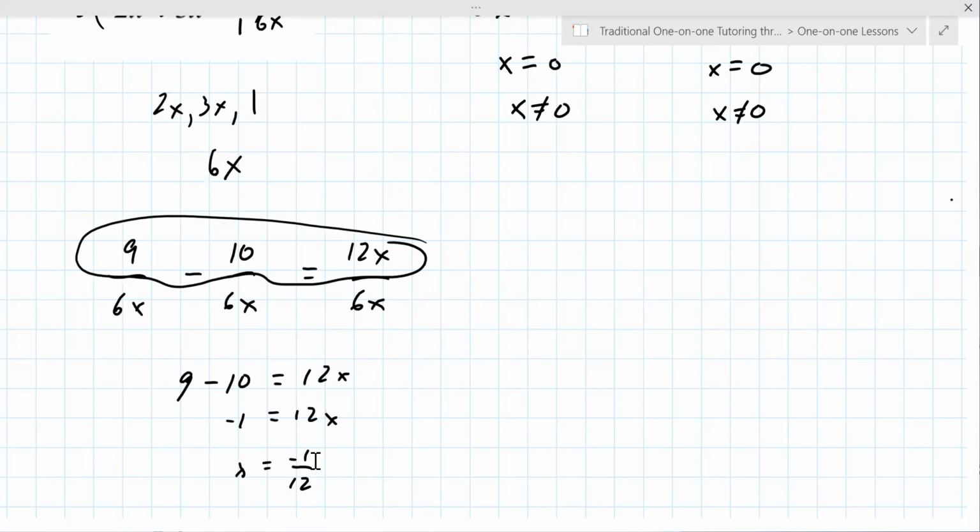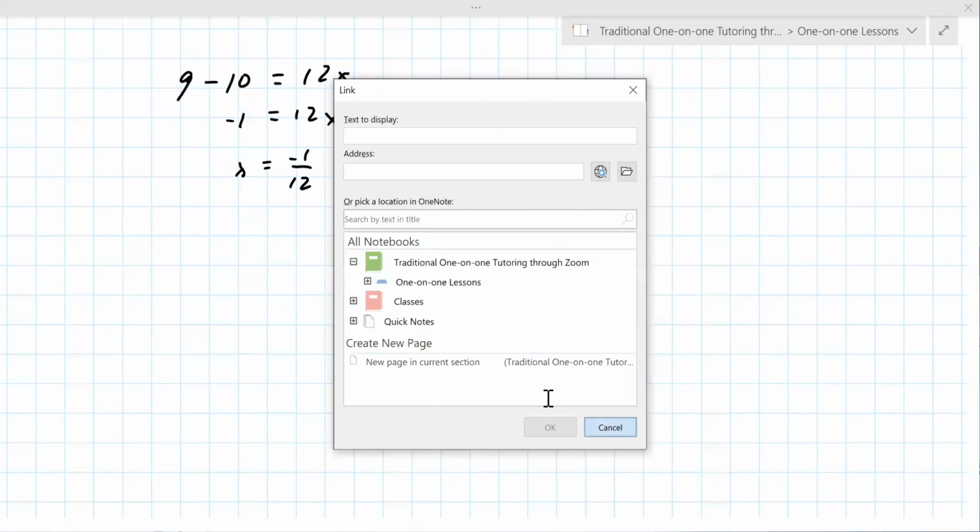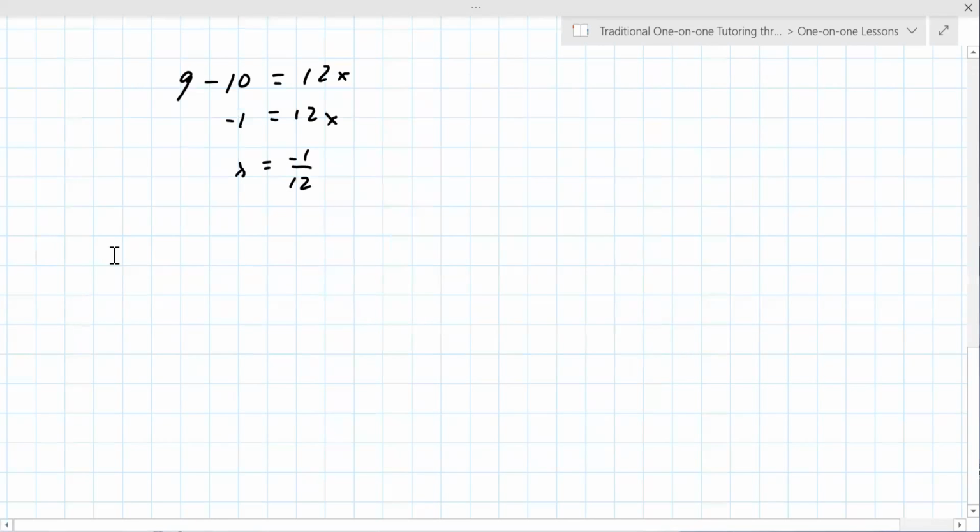All right, so we'll move on to C. C also has x's in the bottom here. What I'd like you to do in this one is tell me what we should get on the bottoms. What's the least common multiple for the bottom here? So what's the least common multiple between x, 2, and 2x?